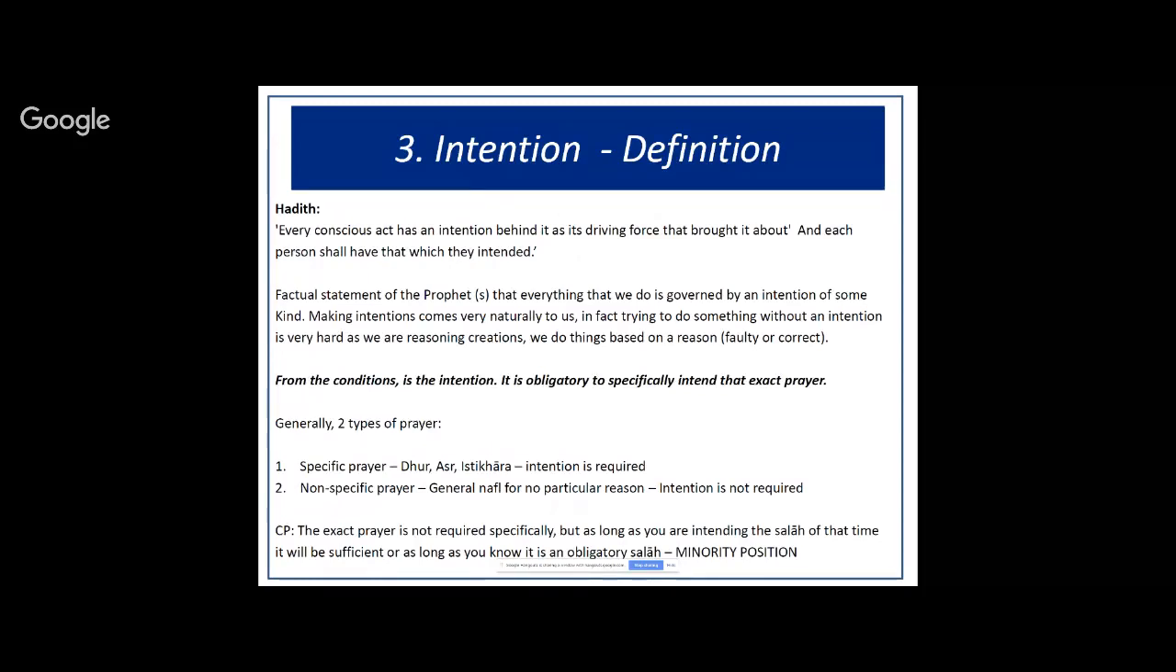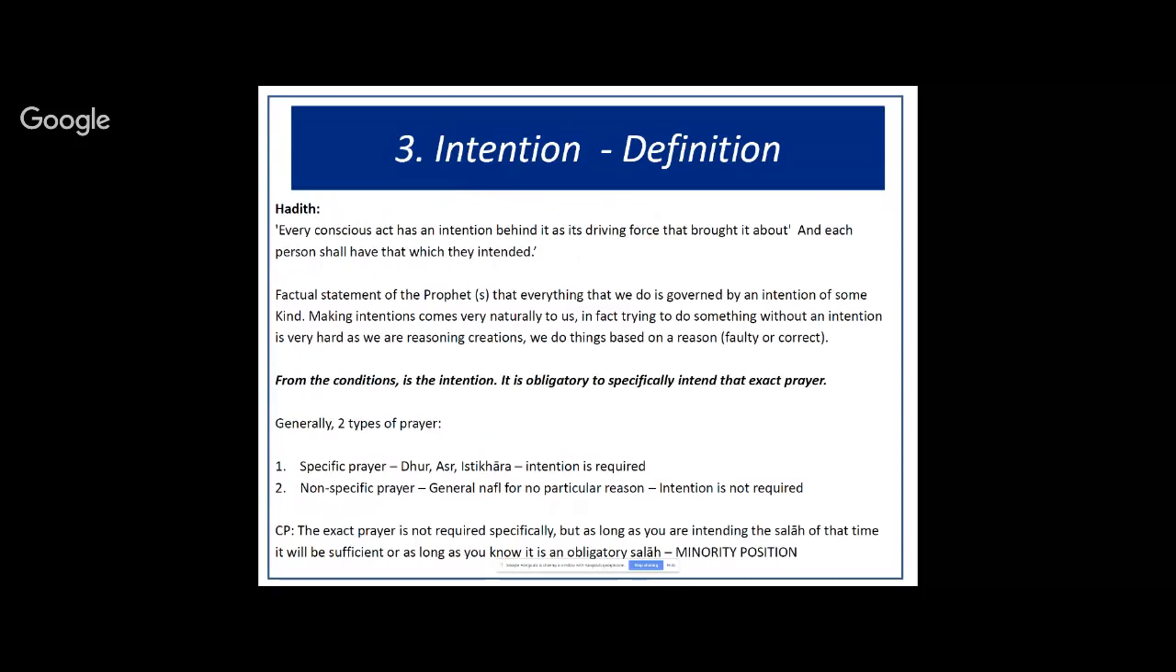And likewise with wudu, when you go into the bathroom and you turn the tap on, that turning the tap on, you have the intention to make wudu. So the intention is already there. It's not something special that you have to do. It's a very natural thing. It comes to us just by thinking and contemplating. There's an intention behind it. And sometimes it's so natural, we think we haven't made an intention. But the reality, as the hadith we've translated says, is that every conscious act has an intention behind it as a driving force that brought it about. So that's what the intention is. Very simple, really, when we think about it like this.